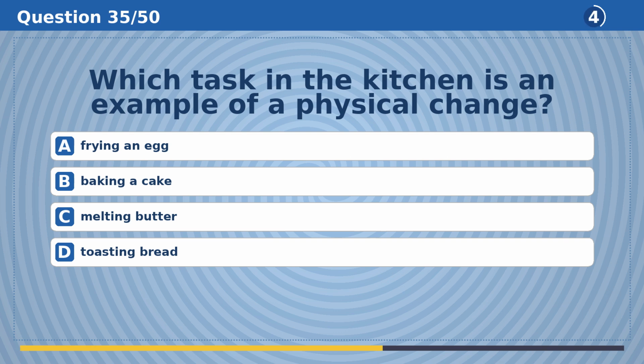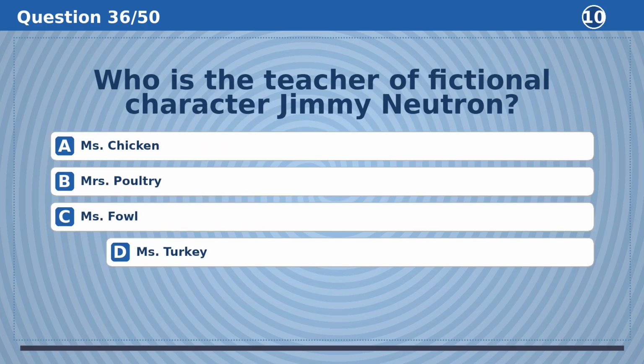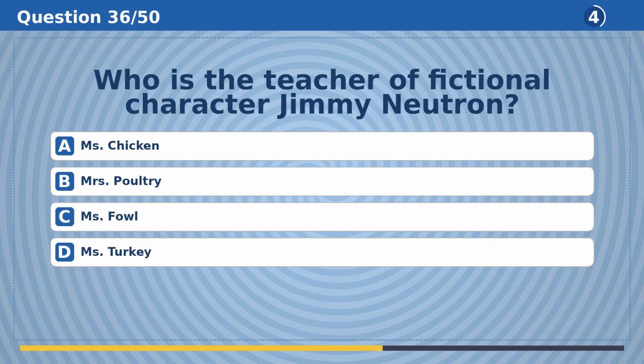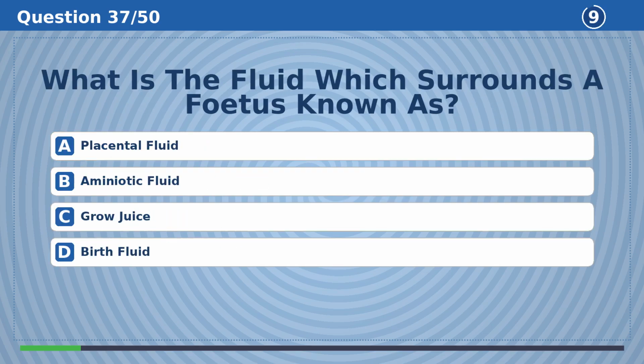Which task in the kitchen is an example of a physical change? The answer is C, melting butter. Who is the teacher of fictional character Jimmy Neutron? The answer is C, MS Phil.